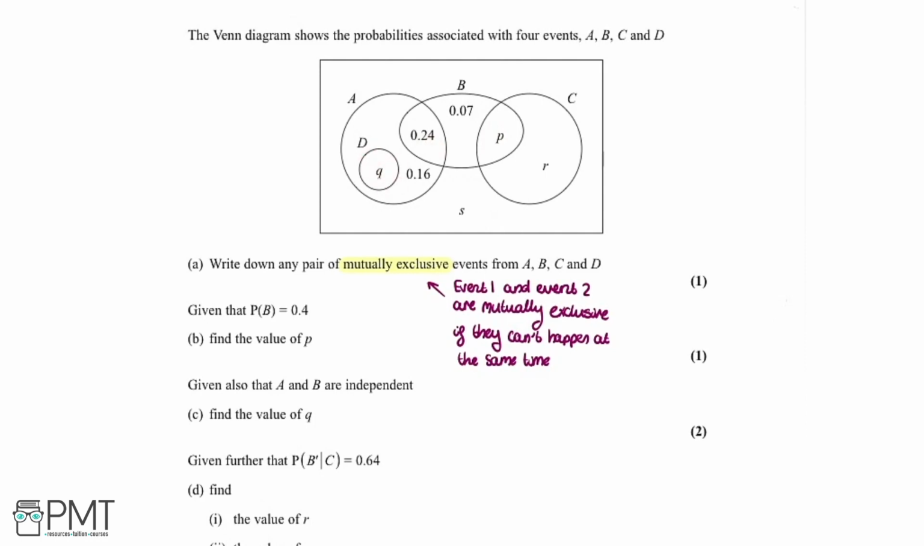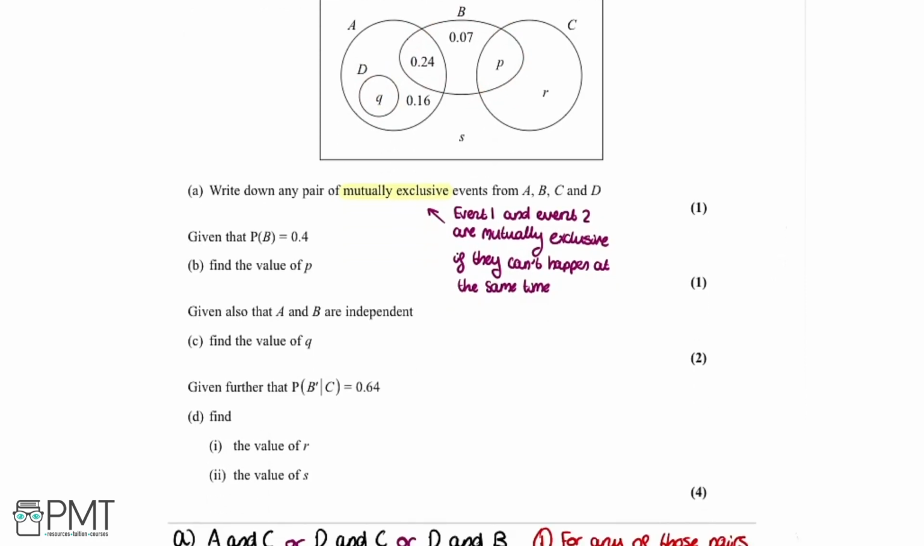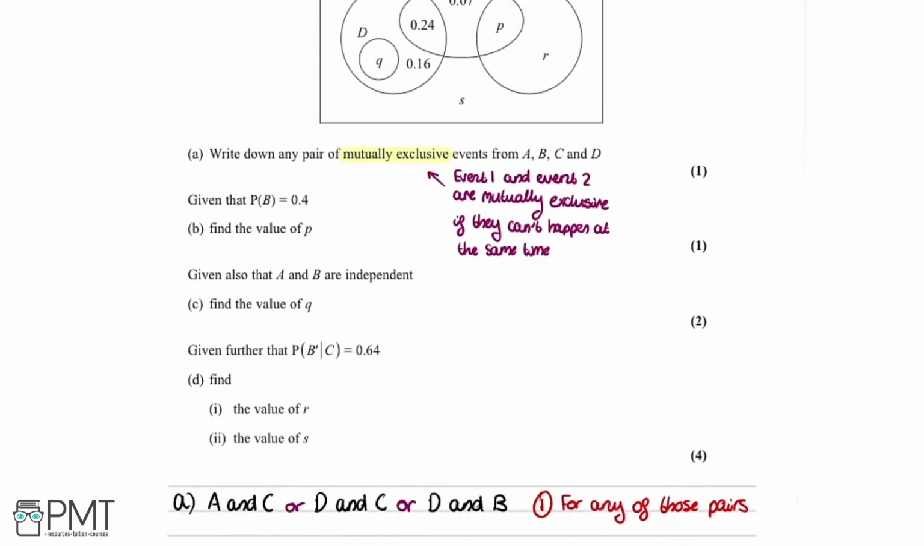Okay, so D and C don't overlap at all, so we can write down those as well. Or also D and B don't overlap at all either, so we could also have that. And we'll get 1 mark in the mark scheme for any of those pairs. So we'd only need one of these to get the mark.